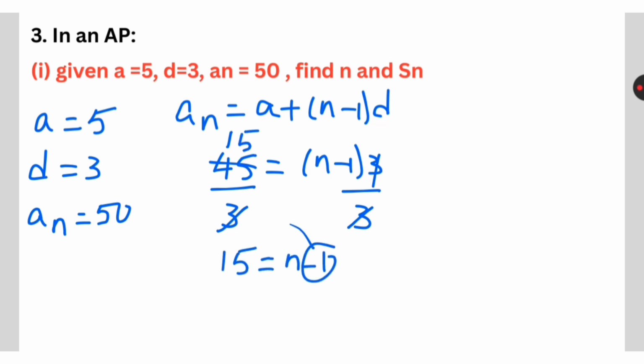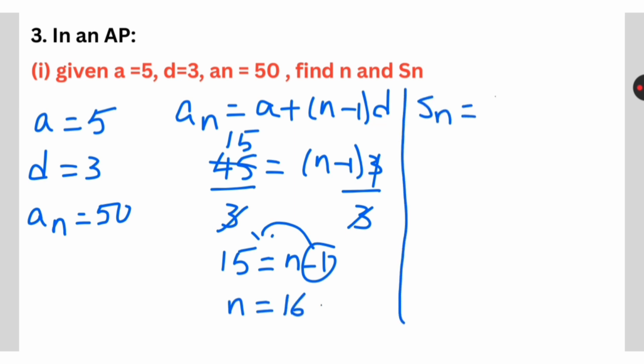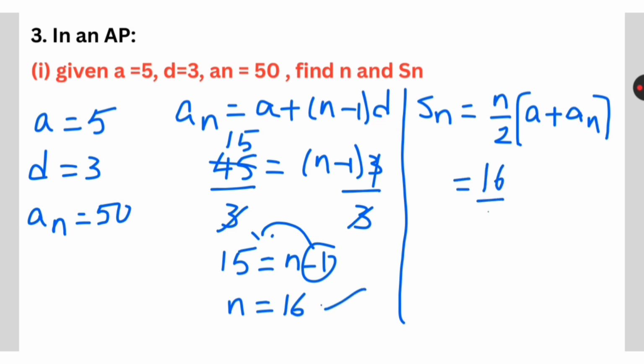So minus 1 sent to the left hand side, it becomes n is 16. Now find the Sn. So now we know the first term and last term, so we have to use the n by 2 times (a plus an) formula, because we know the first and last terms. So what we found? n is 16, the given a value is 5, and the given nth term is 50.